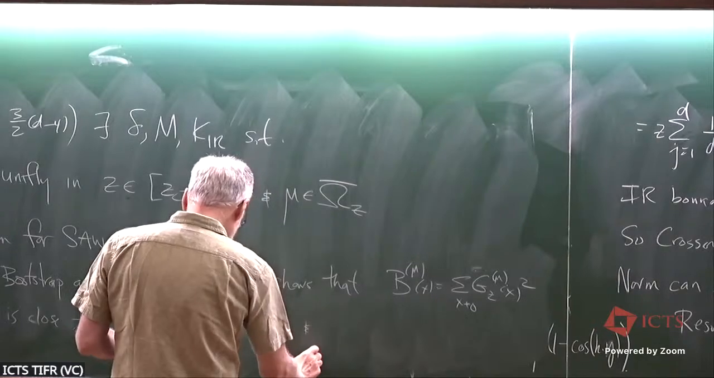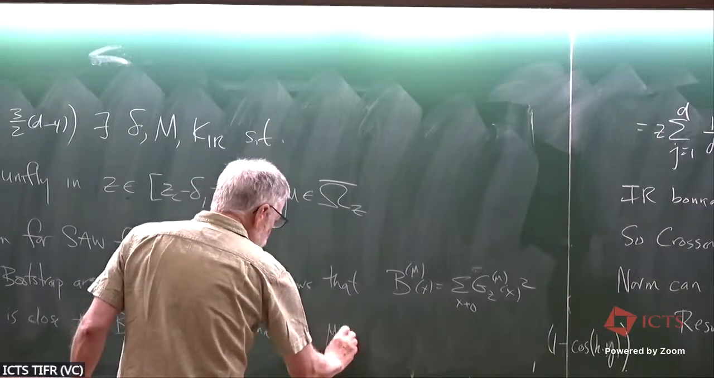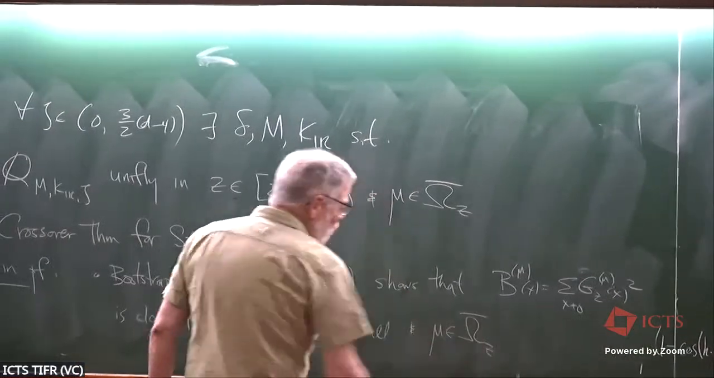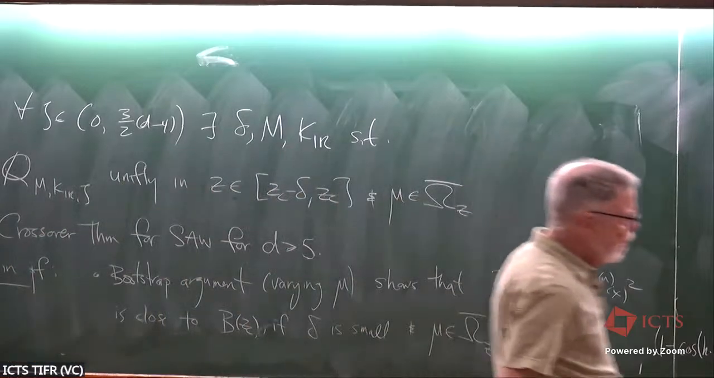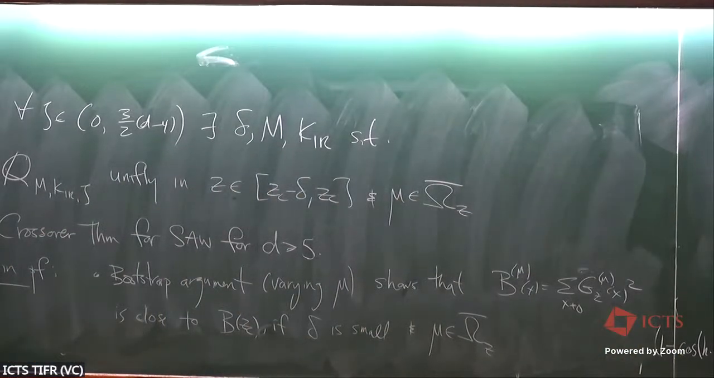And mu is in omega. So I won't go into that in detail. There's no time for that. But instead, let me just show you an example of how the norm estimate is verified.